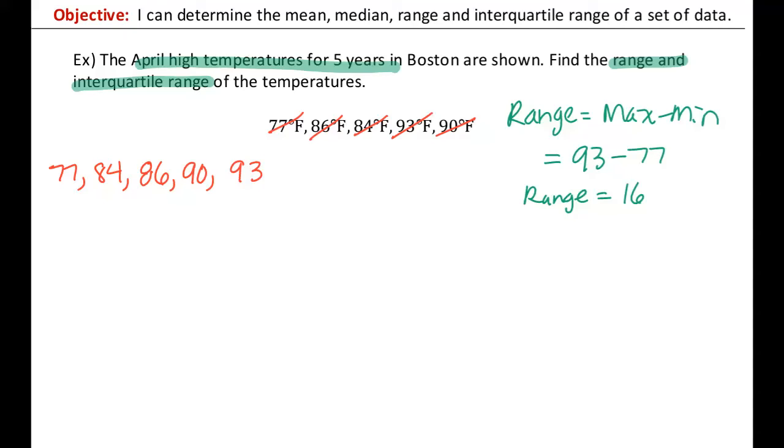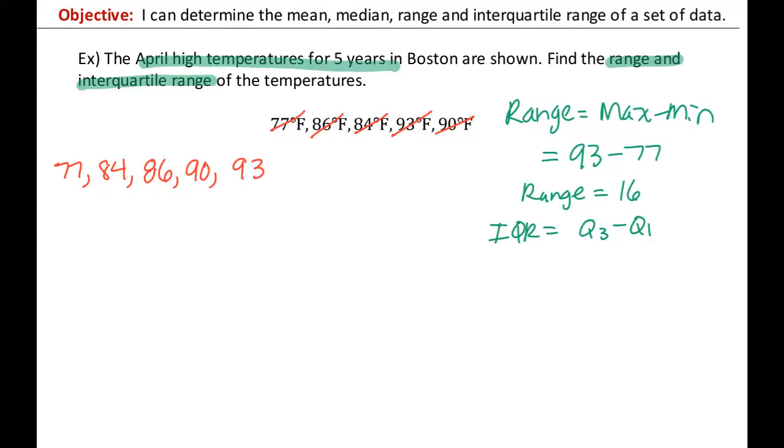Then to find the IQR, you need to do Q3 minus Q1. So for the IQR, we need Q3 minus Q1. So I need to figure out what Q3 and Q1 are.